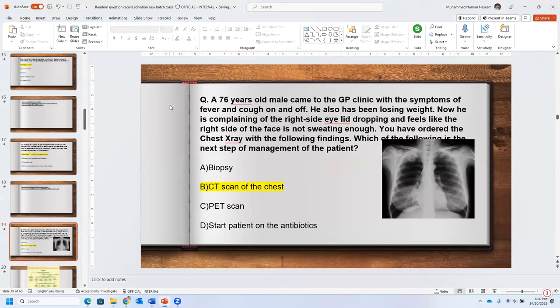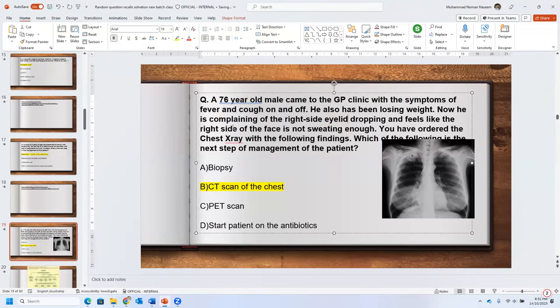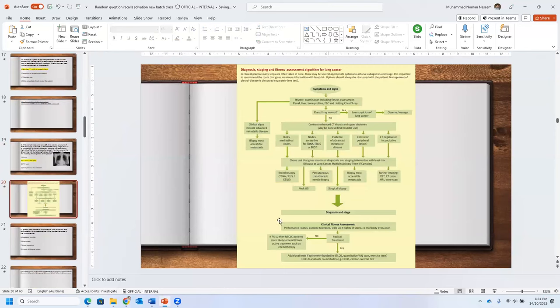Then we'll do the PET scan to see whether there is any dissemination, PET CT scan, or any metastasis of this tumor anywhere else in the body. Very good. So if the first radiology is the X-ray which has been done, then it's always recommended that you redefine it with the help of a CT scan.